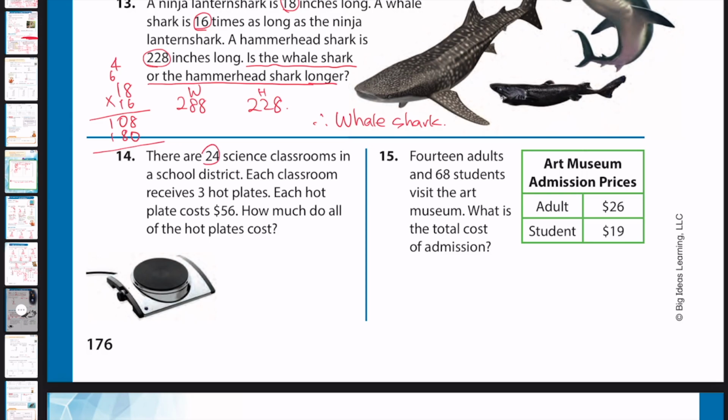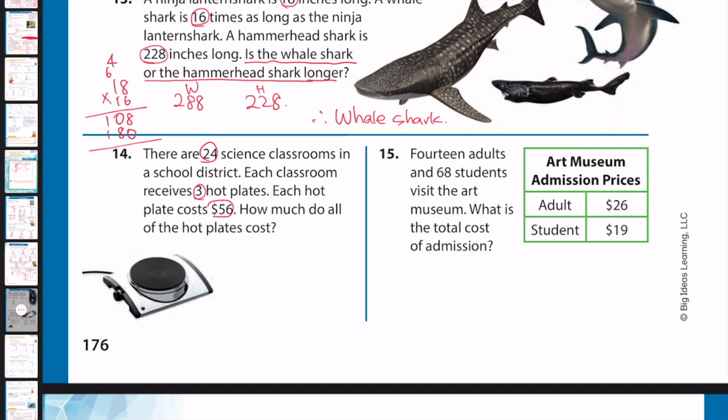All right, number 4. There are 24 science classrooms in a school district. Each classroom receives 3 hot plates. Wow, that's supposed to be good. Each hot plate costs $56. How much do all of the hot plates cost? I think they need to figure it out, right? Okay. Now, 24 science classrooms and each has what? 3 hot plates. How many plates were there? And then we are going to multiply by 56, okay, to know how much they spent altogether.